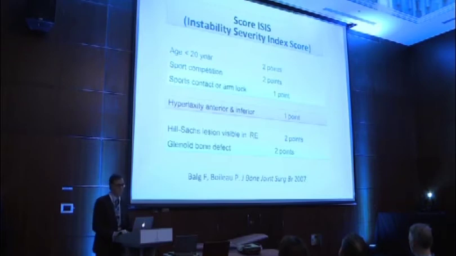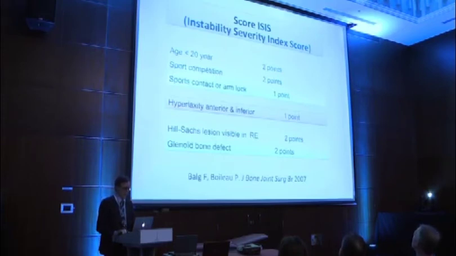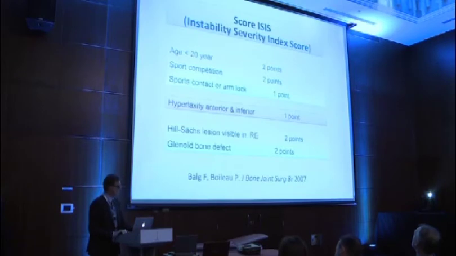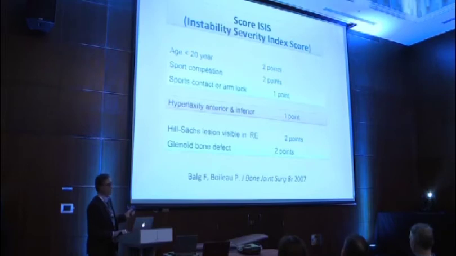It was a multicentric prospective study, and we used the ISIS score. It's a very simple one. It takes 1 or 2 minutes in your office, because you have a few questions to ask the patient. How old are you? If he's younger than 20 years, it takes 2 points. If he does competitive sports, 2 points more. If it's an arm-lock or contact sport, 1 more point.